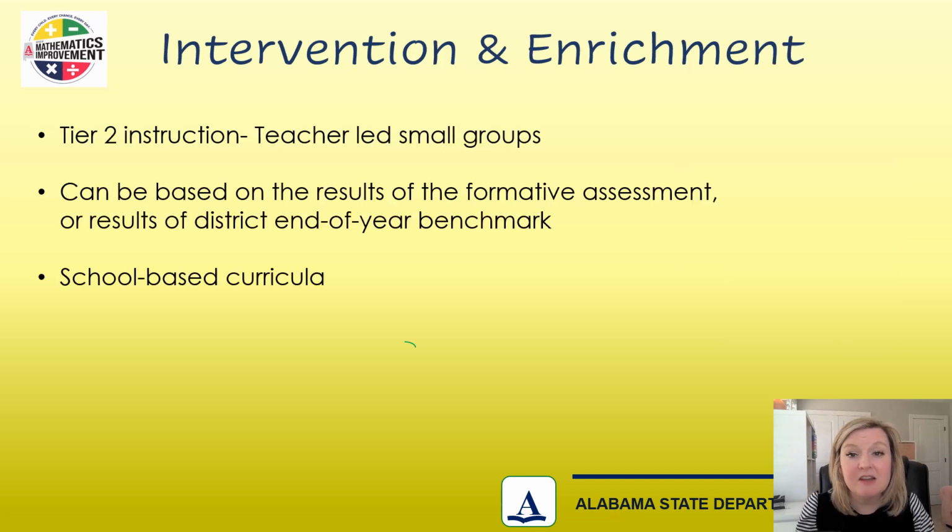Intervention and enrichment is the last component of a task. This is where the Tier 2 instruction occurs. So teachers can use the data from the related formative assessment, or they can use data from the end of the year benchmark to fill gaps that may not be directly related to the content within the tasks. Teachers will use their school-based curriculum to plan for instruction during this part.